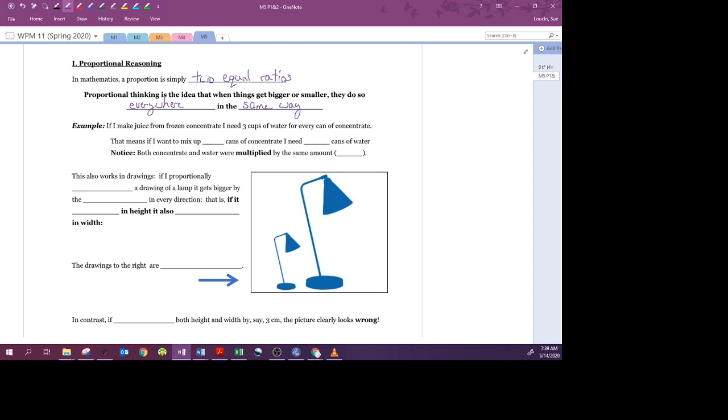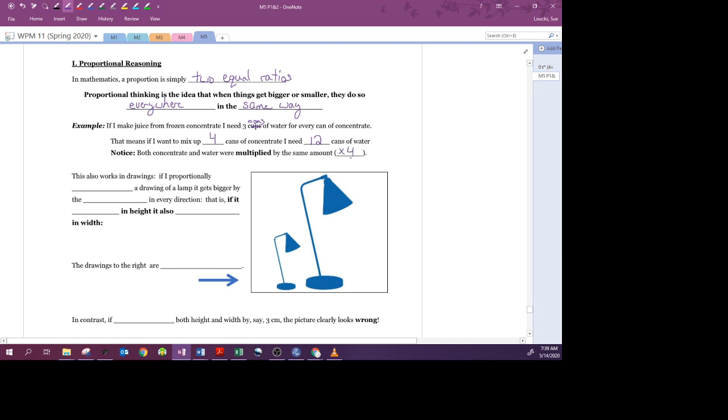For example, if I make juice from frozen concentrate, I need 3 cans of water for every can of concentrate. That means if I want to mix up 4 cans of concentrate, I need 12 cans of water, because both concentrate and water are multiplied by the same amount, and in this case that's 4, so times 4.